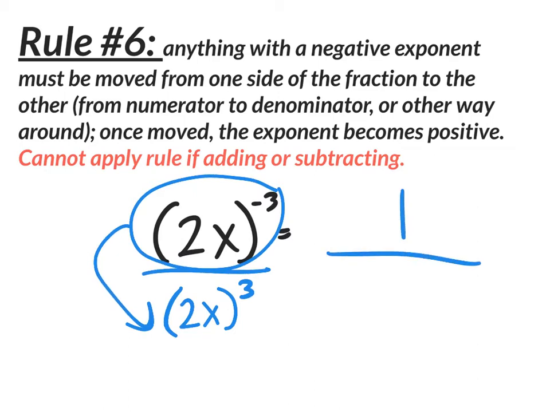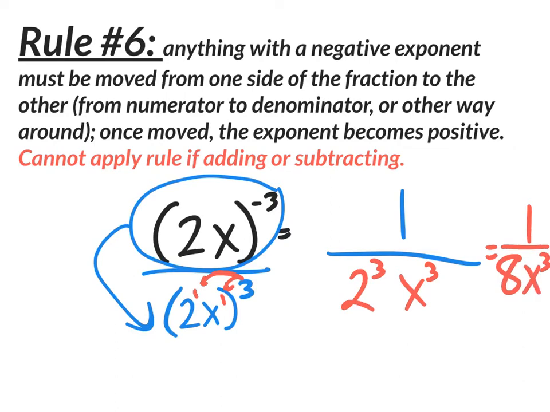Nothing, so you'd put a 1 up there. And on the bottom, we'd have to still apply rule 3 from last week where you have parentheses with an exponent on the outside. So we'd have to distribute the outside 3 and multiply it by the 1 on the 2 and the 1 on the x. So that would be 2 to the third, x to the third. And 2 to the third really is 8, so your final answer would be 1 over 8x to the third power.